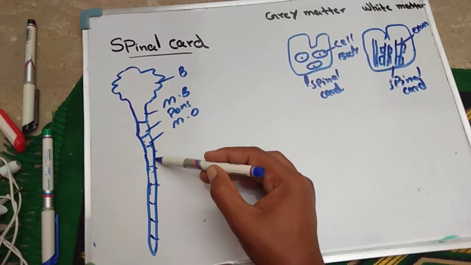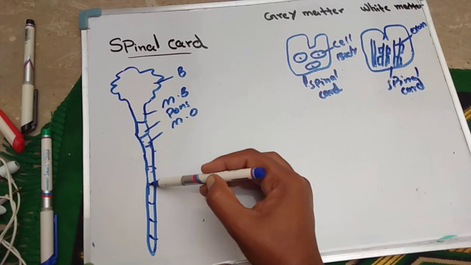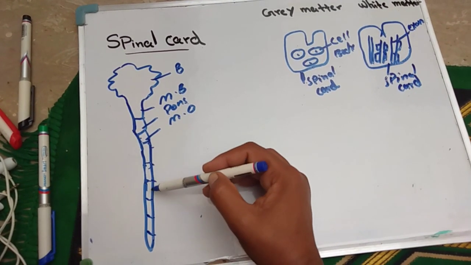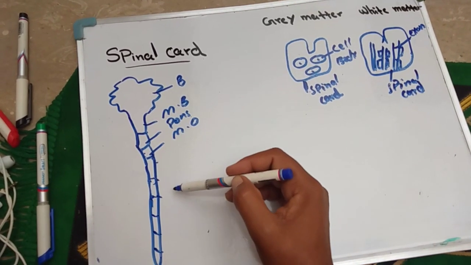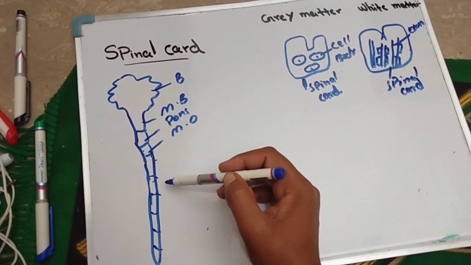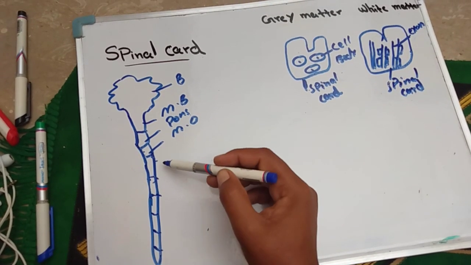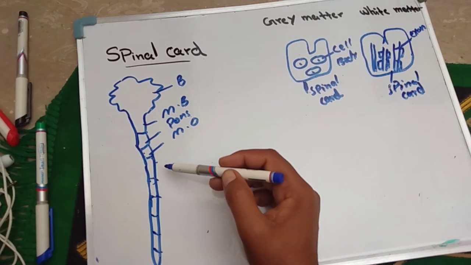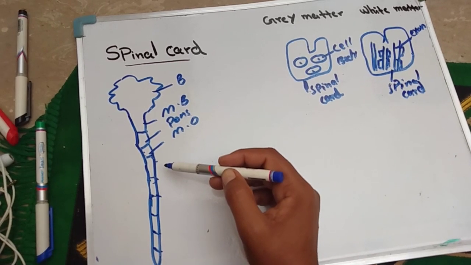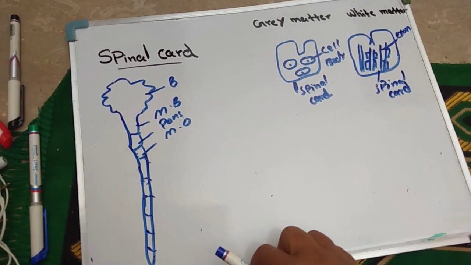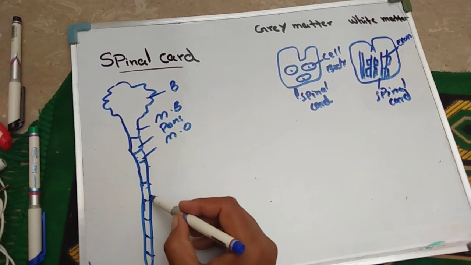The spinal cord consists of the vertebrae. This is the vertebrae. There are 31 vertebrae. From each vertebra, two spinal nerves originate. So the spinal cord consists of 31 pairs of spinal nerves. This is a vertebra.